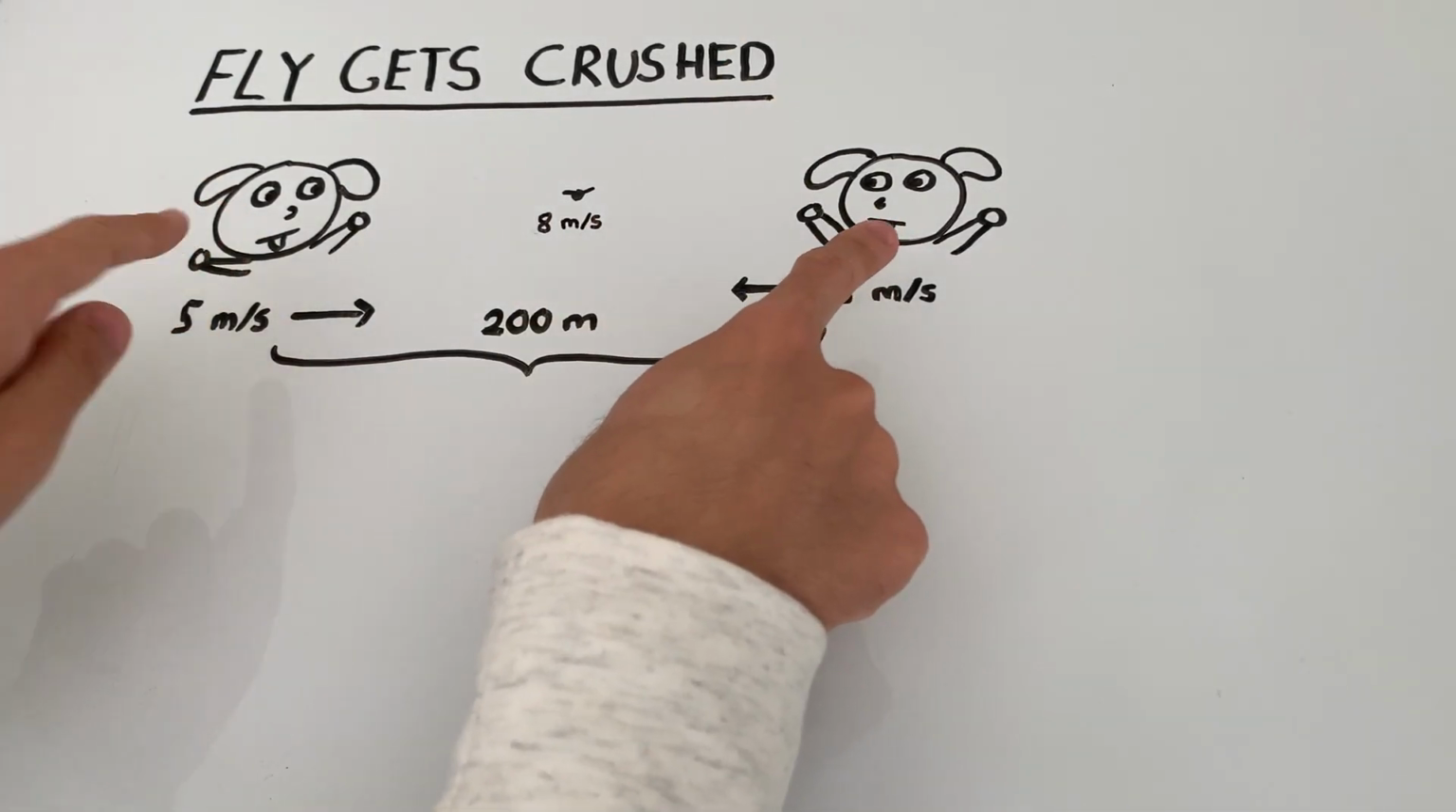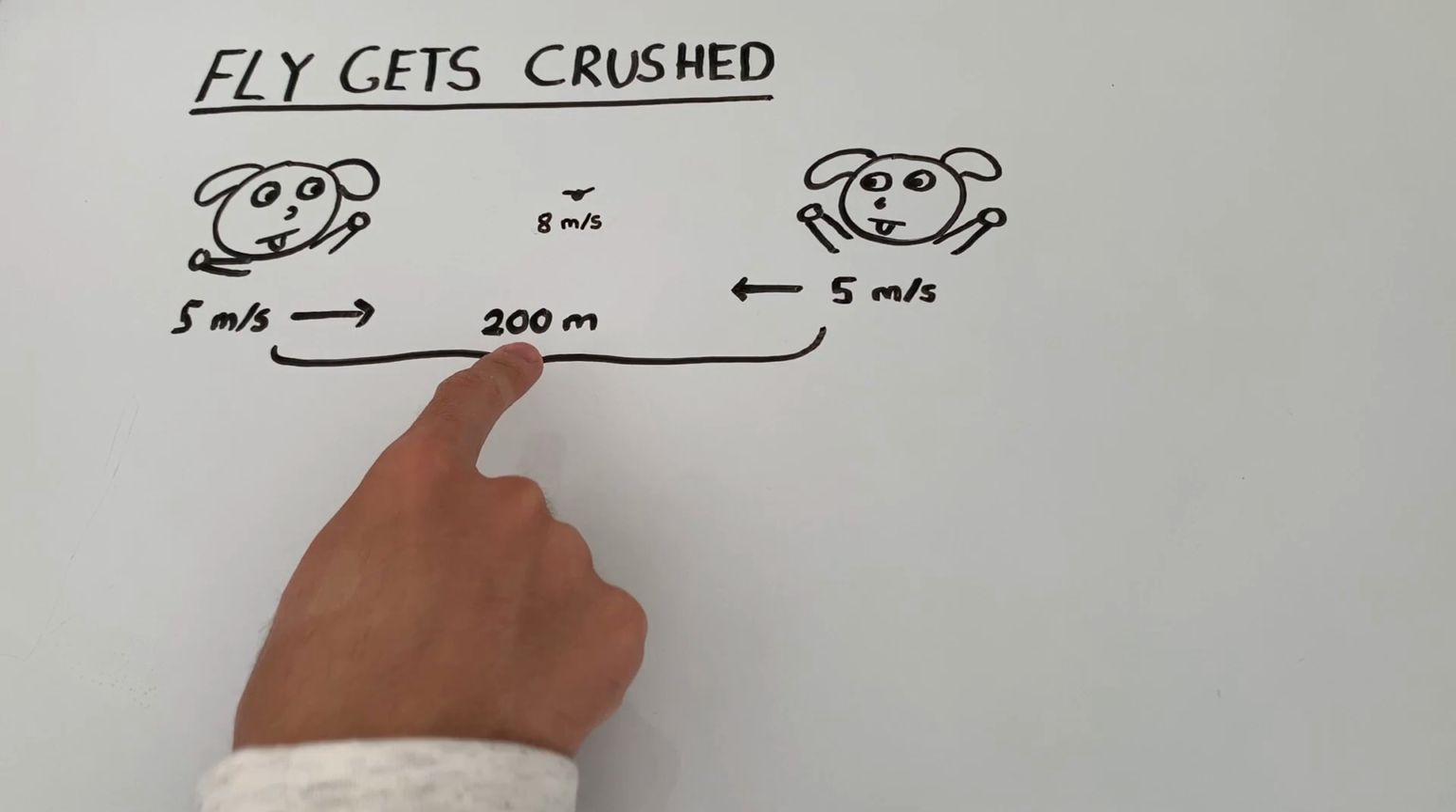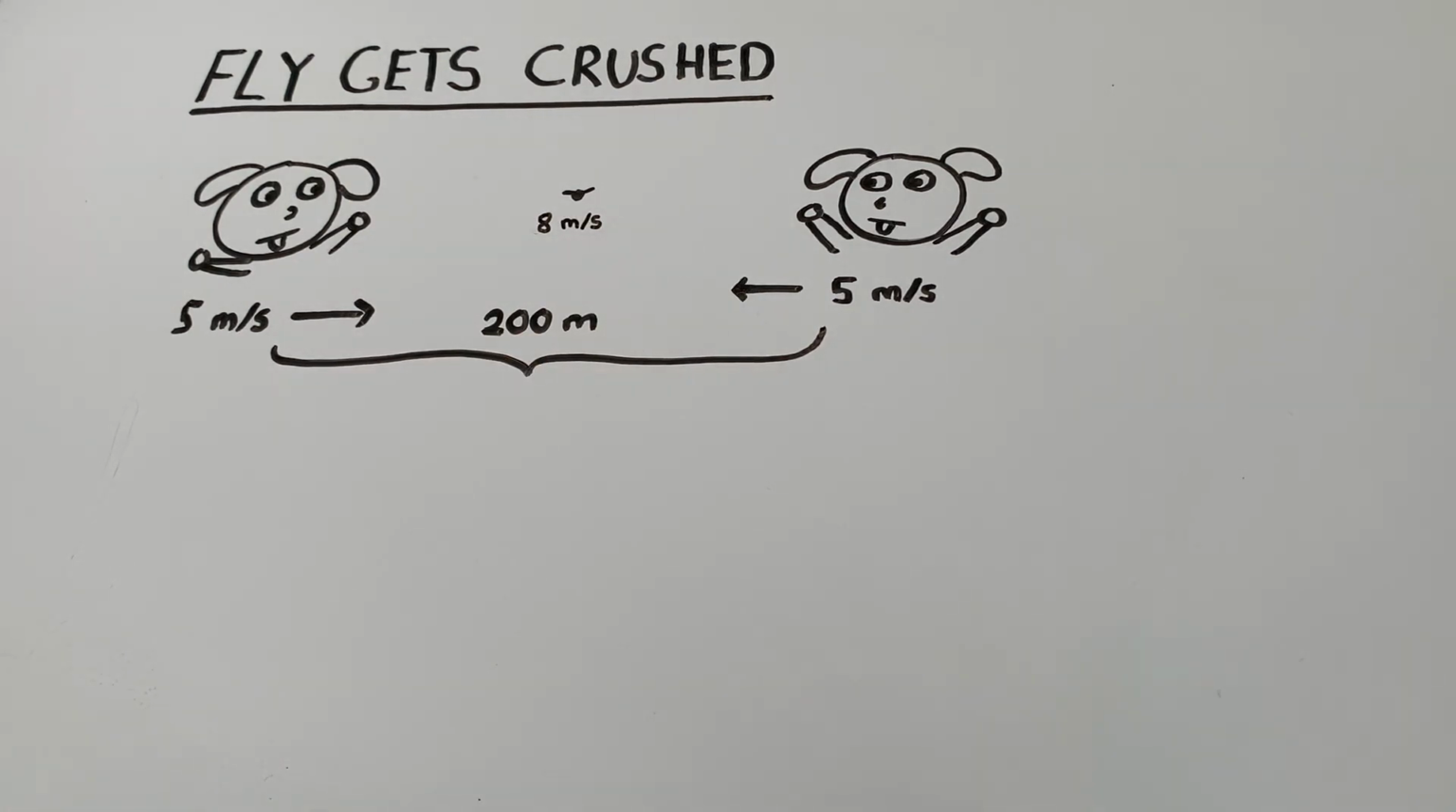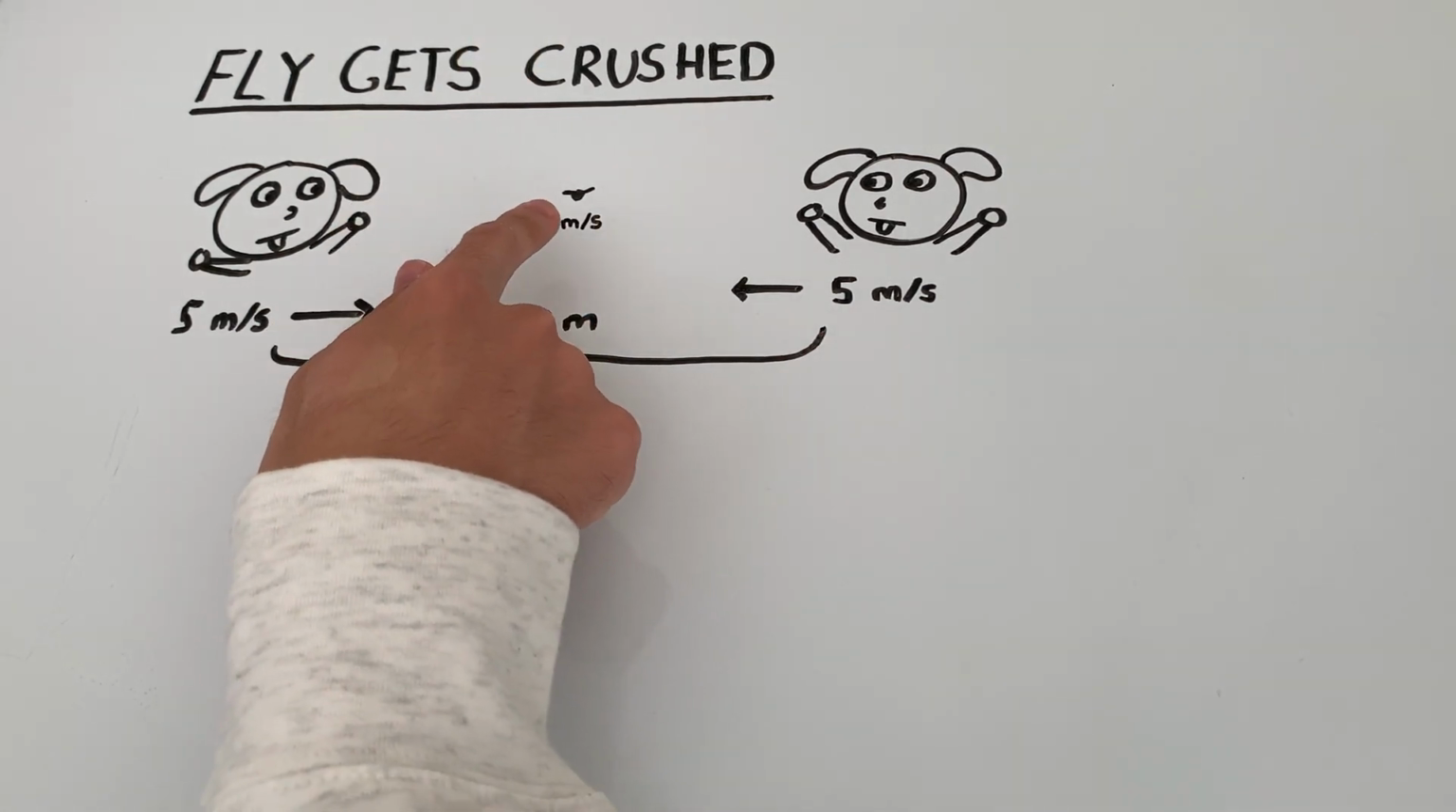Two excited dogs are 200 meters apart and they want to give each other a hug. So they're both running towards each other at a speed of 5 meters per second. Now, in between the two dogs, there is a fly.